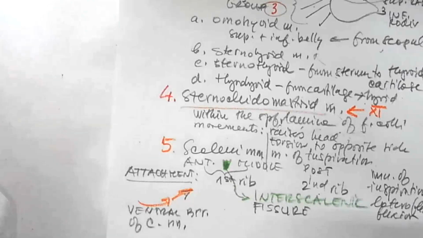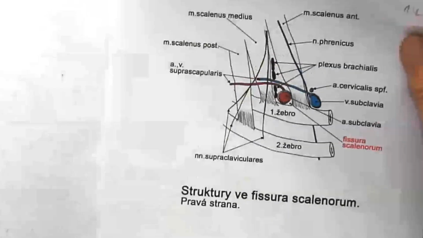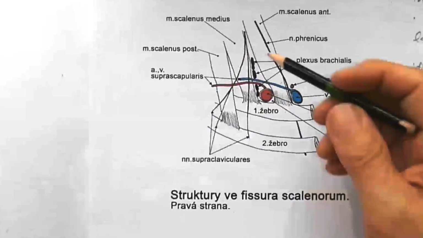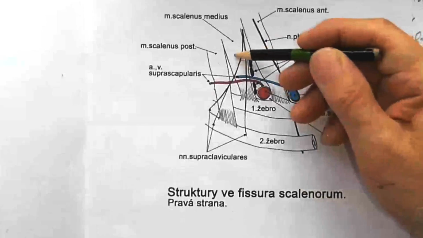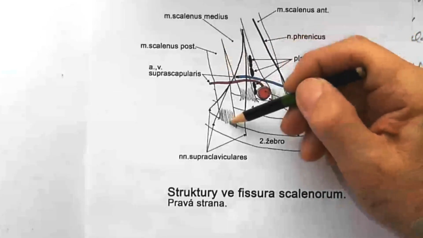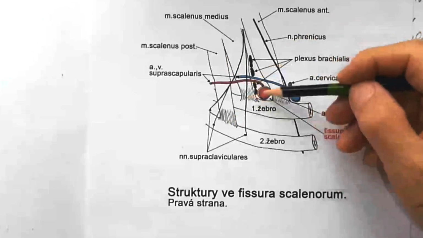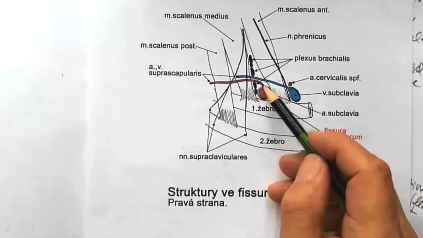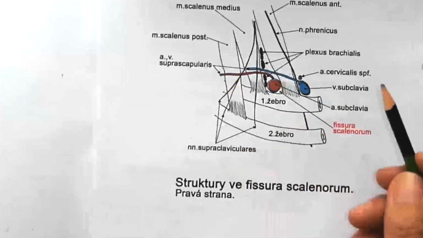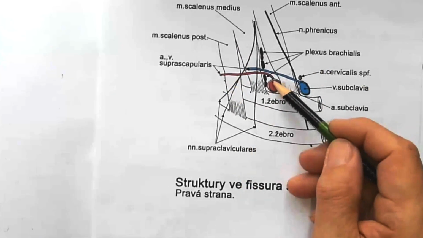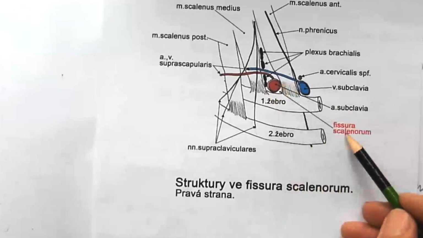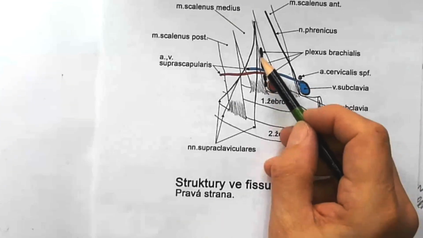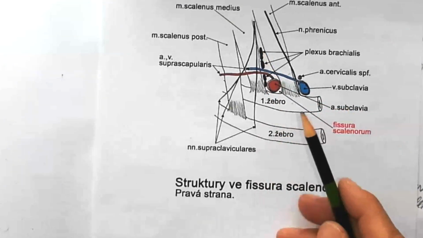One second. Here we have an extra diagram from one of our books. Here you see the scalenus anterior, middle, scalenus posterior is attached to the second rib, middle and anterior to the first rib. And you see that between the anterior and middle is the fissure called fissura scalenorum, an interscalenic fissure. And then on the floor of the fissure lies the subclavian artery. And above that are three trunks of the brachial plexus.